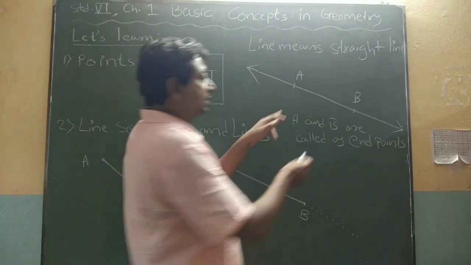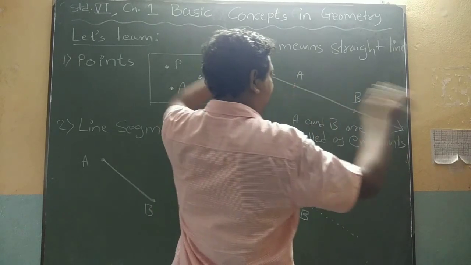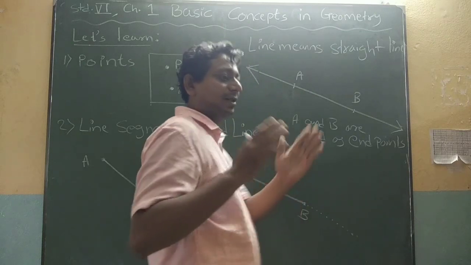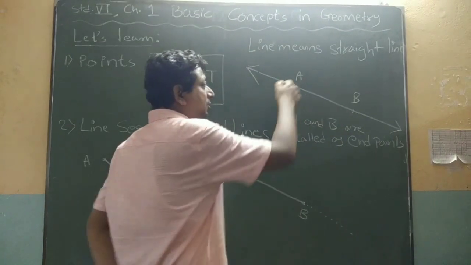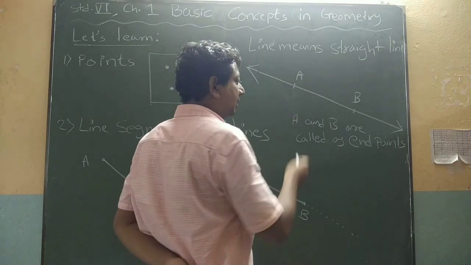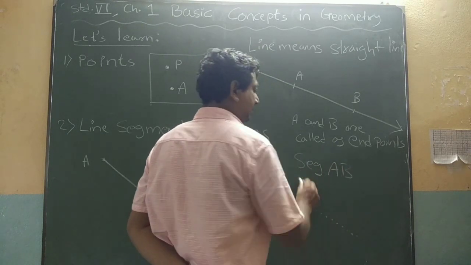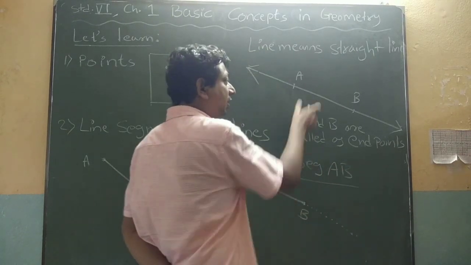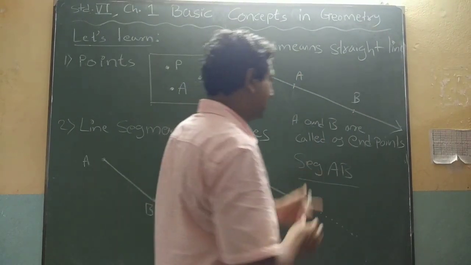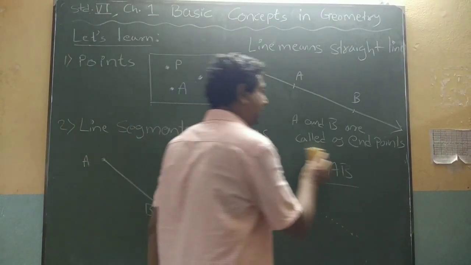So here also you can see AB is one small part of the entire line. So you can say line segment. This is called a line segment. Segment means a part. So AB is a line segment, and it can be called segment AB. If you are talking about only this part, we have to call it a segment. People say seg or seg like that. No, it has to be said as segment AB.